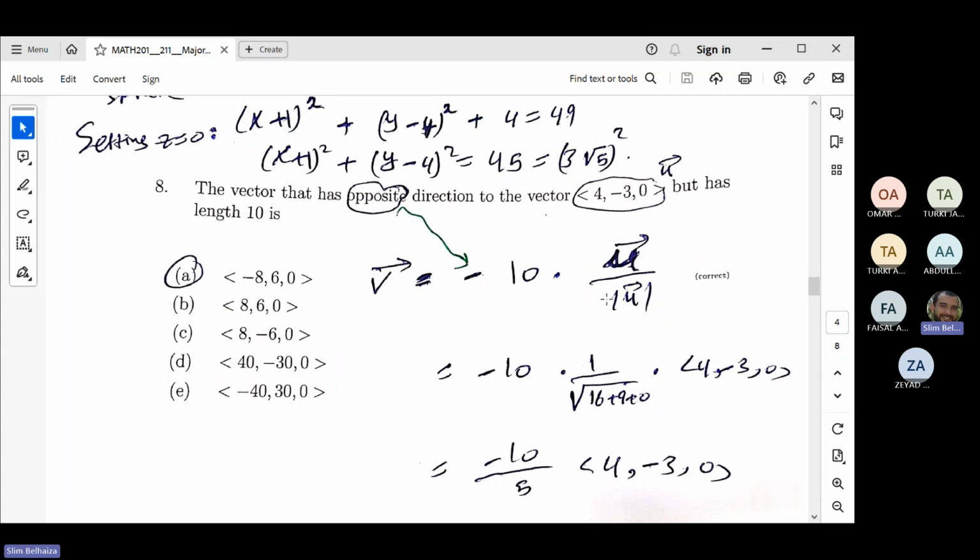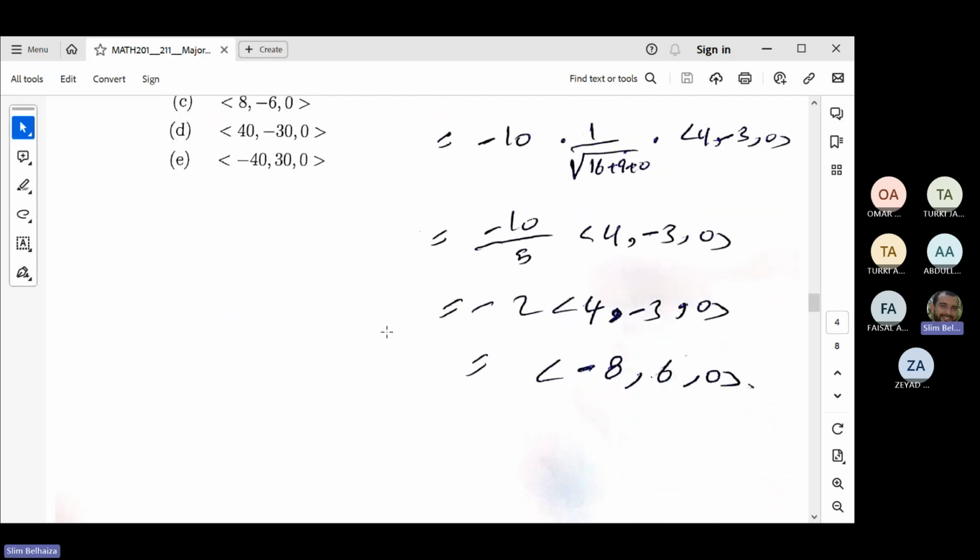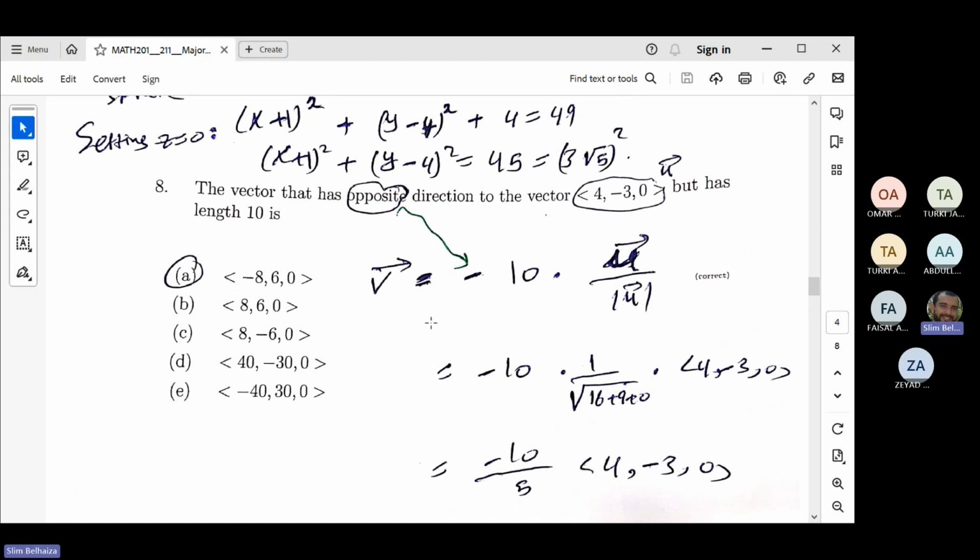So it's going to be (4, -3, 0). What is the magnitude here? Square root of 16 plus 9, so square root of 25, which is 5, which means I'm going to have 10 over 5, minus 2 times (4, -3, 0). It's going to be, for sure, (-8, 6, 0). Okay, guys? Any question on this? So remember, if they ask you to have a vector with a given length, first obtain a unit vector from your vector, and then multiply by this length.